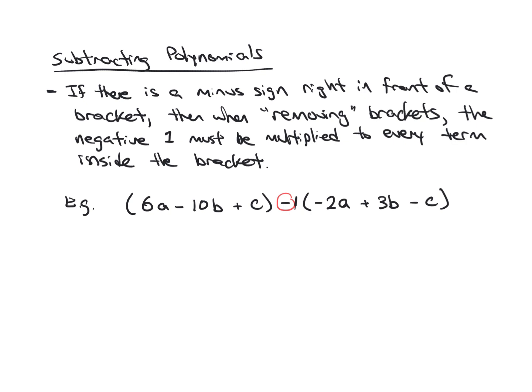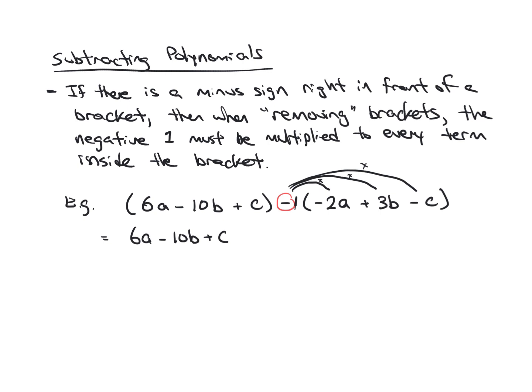That -1 must be multiplied by every term inside the brackets. So these are multiplication symbols here, multiply. So I'll show you what that looks like. The first bracket, you can just remove it because there's no minus sign right in front of it. But the second bracket, when we remove it, every term inside gets multiplied by -1.